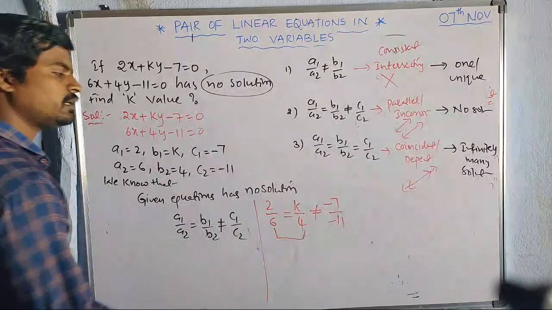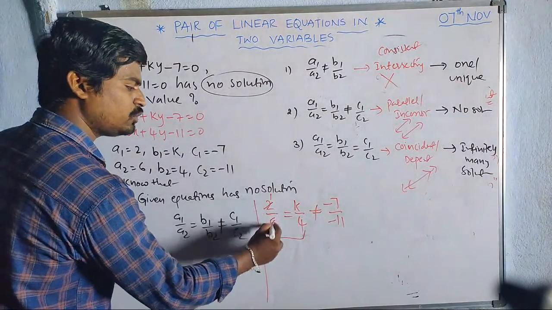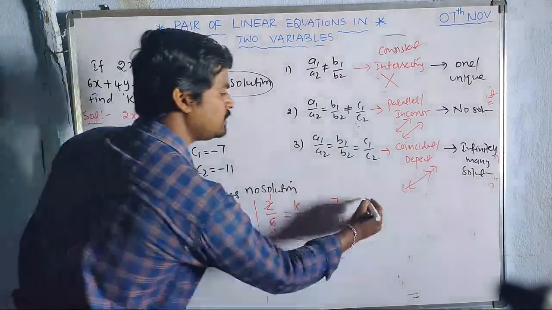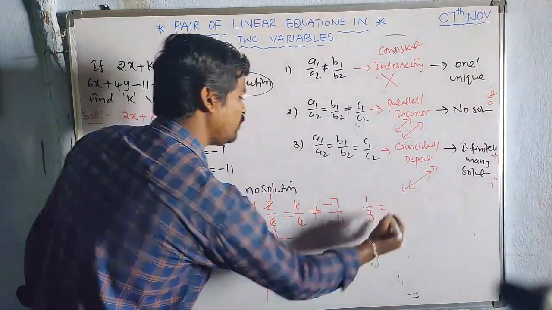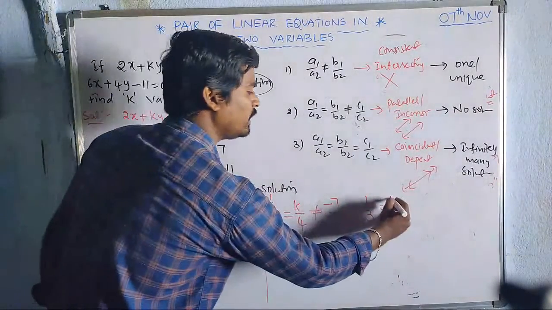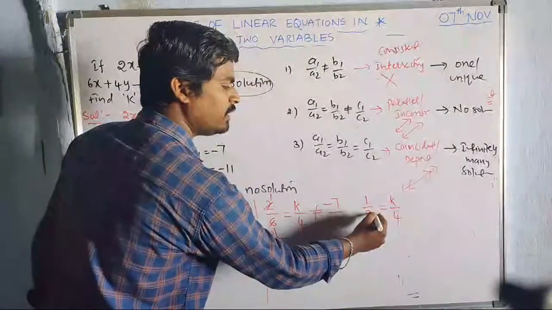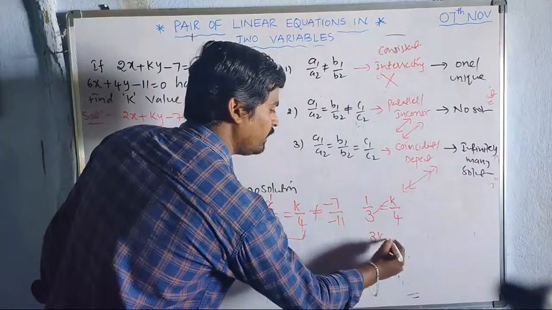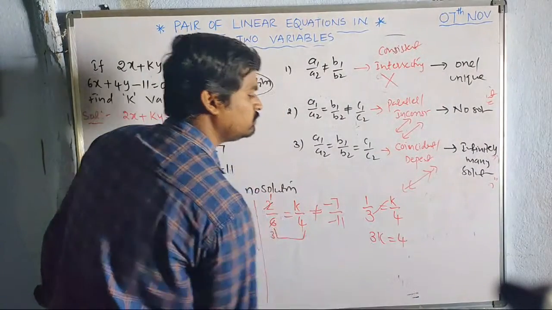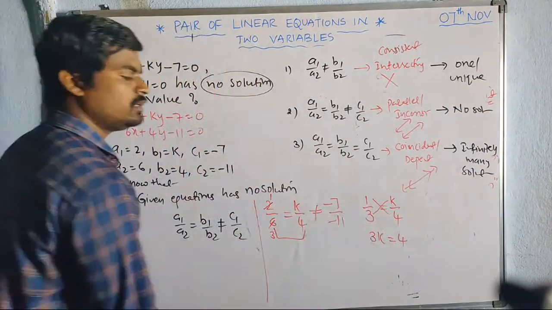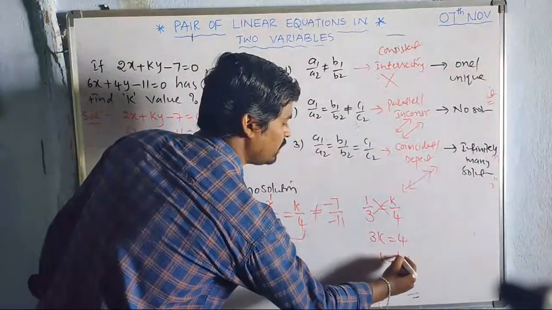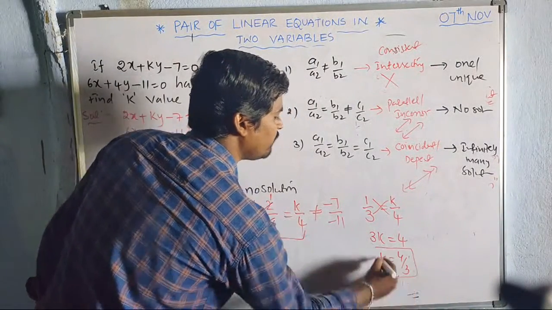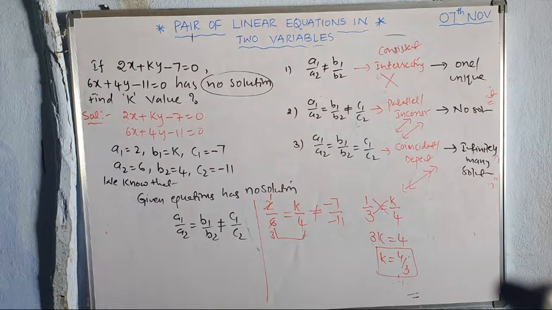Here 2 ones are 2, 2 threes are 6, so it is 1 by 3 equals k by 4. Cross multiplication: 3 into k is 3k, and 4 ones are 4. Transposing the division, k equals 4 by 3. So the k value is 4 by 3.